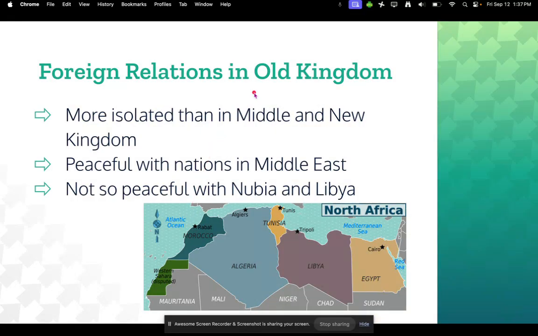So foreign relations in the Old Kingdom. The Old Kingdom was a little bit different than the Middle and New Kingdom, which we'll talk about in a little bit, but they were a lot more isolated. They didn't do as much trading as Egyptians did in the Middle and New Kingdoms. They were typically pretty peaceful with nations over here in the Middle East. But they did have some fights and wars with the Nubians, which I'll talk about in just a second, as well as Libya, which, of course, this is a modern day map, but Libya is right over in here.